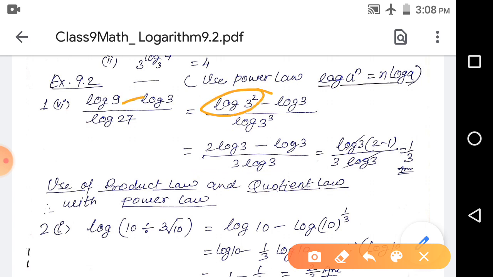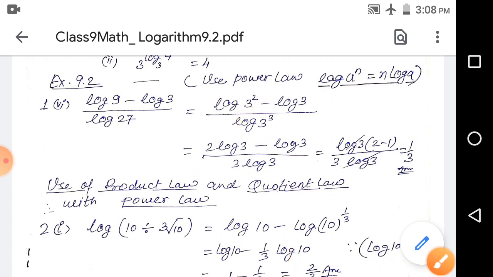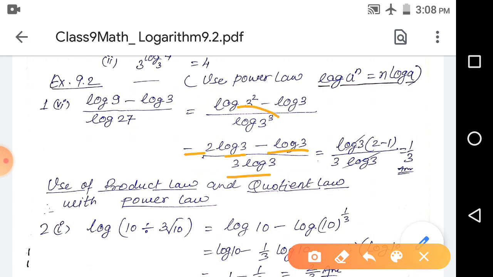Okay, for this 9 and for this 27, log 3 to the power 3. So then we are using the power law. See, 2 it is. Okay, now what is the power taken as multiple? So it becomes 2 log 3 minus 3 log 3. See, this power is taken as multiple here. Okay, so if we take the common, then it will become 2 minus 1 by 3. Log 3 cancels, so 1 by 3 is the answer.